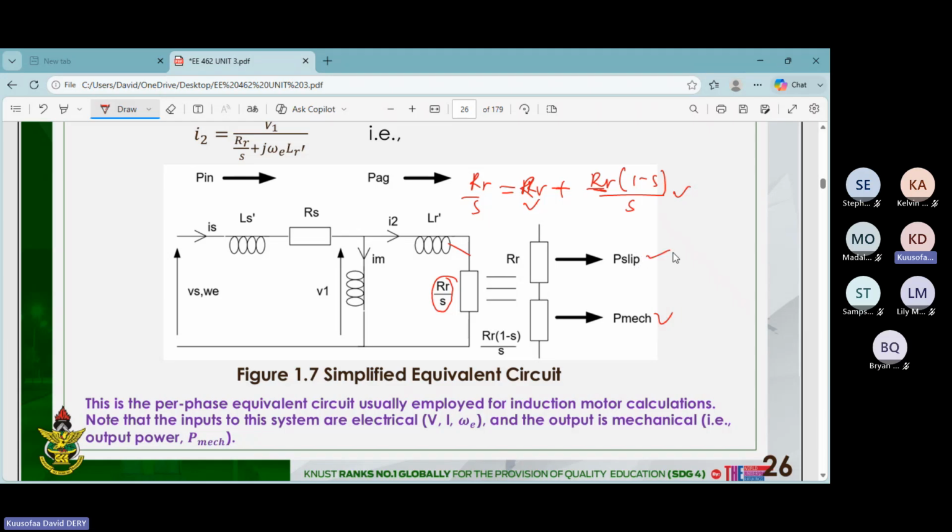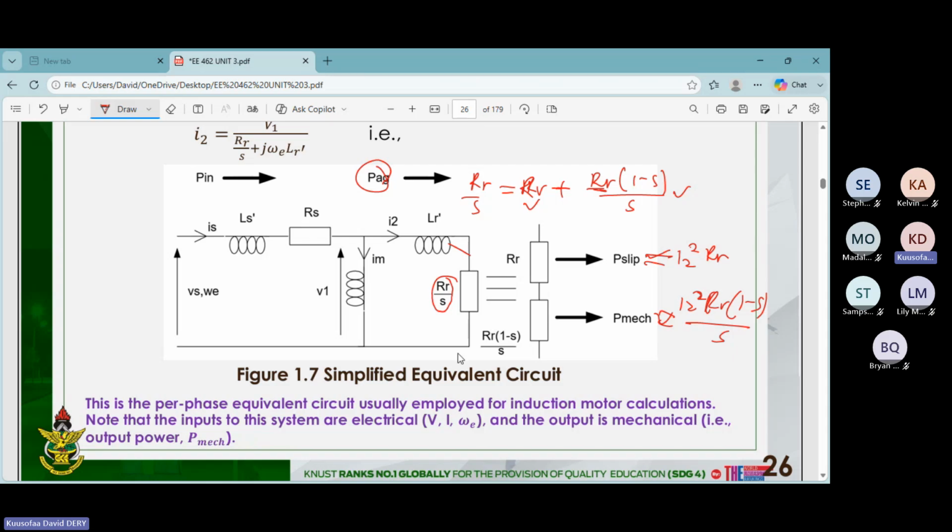And P slip will be equal to I2 squared RR, and the mechanical power will be given by I2 squared RR (1 minus S) over S. So that is what you're going to have for both. And when you sum both, it gives us the power that is transferred from the stator side to the rotor side, right? So that is what we are going to have.